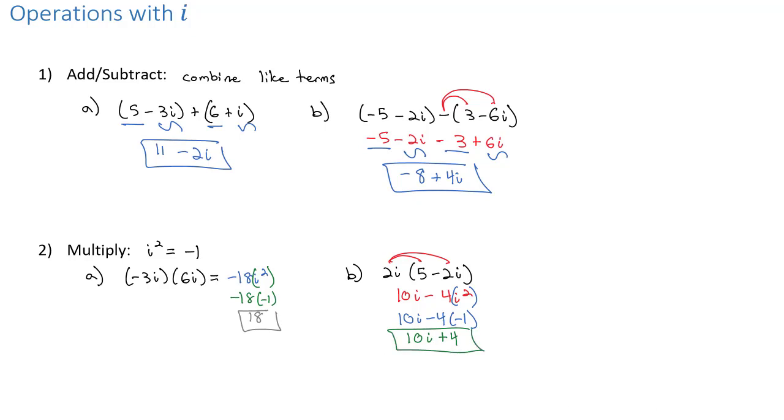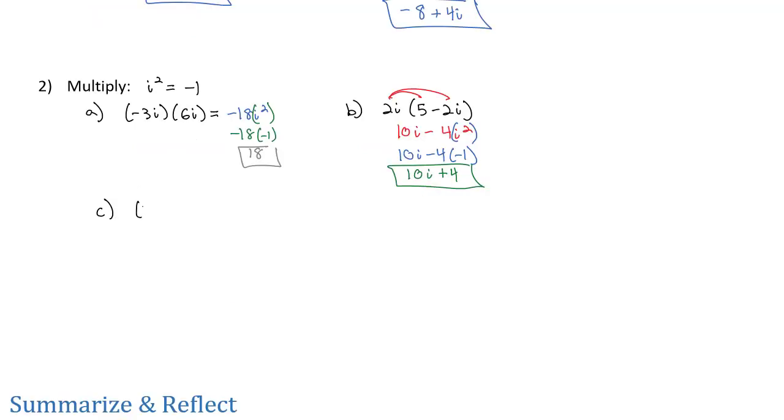Let's scroll to get us room for some more examples. Let's try multiplying (4 minus 3i) times (2 minus 5i). Well, we know we can distribute the 4 through. 4 times 2 is 8. 4 times negative 5i is negative 20i. Negative 3i times 2 is negative 6i. And negative 3i times negative 5i is positive 15i squared.